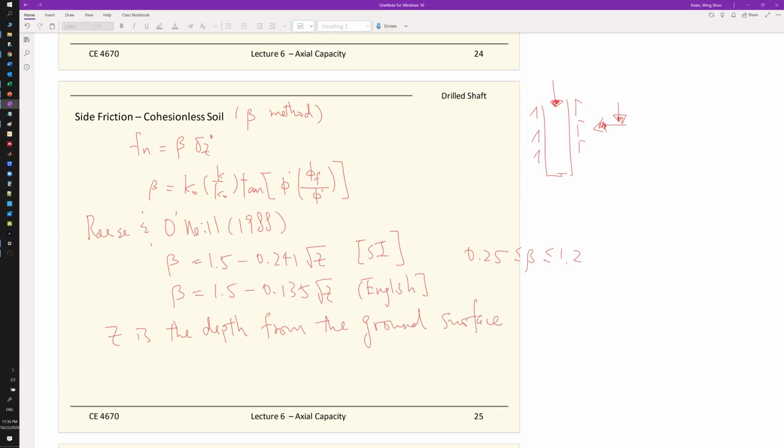So this is for the sand material. This Reese method is for sand. For the gravel, again from Texas, there's the Rollins method. Rollins et al., 2005. You can refer to page 586 of the textbook. It's a similar approach to the sand method, and I don't want to repeat it over here. I just want to give you an idea of how to find out the side friction for drilled shaft for cohesionless soil.